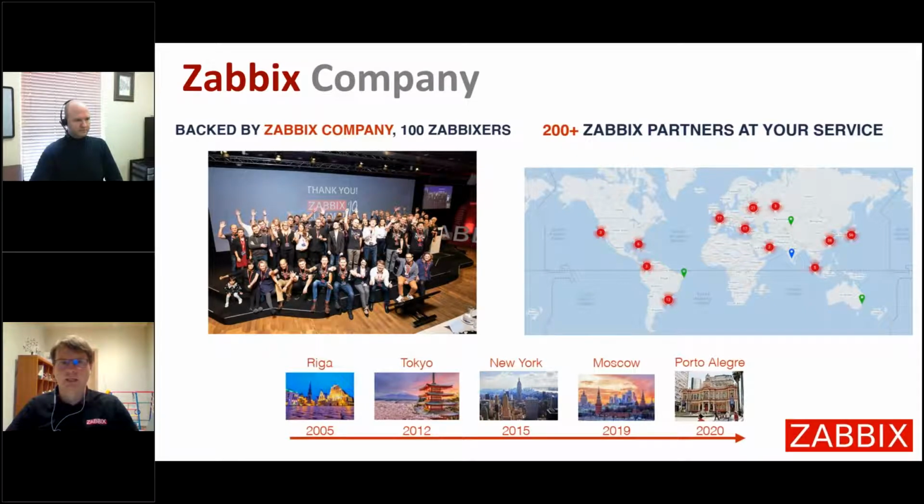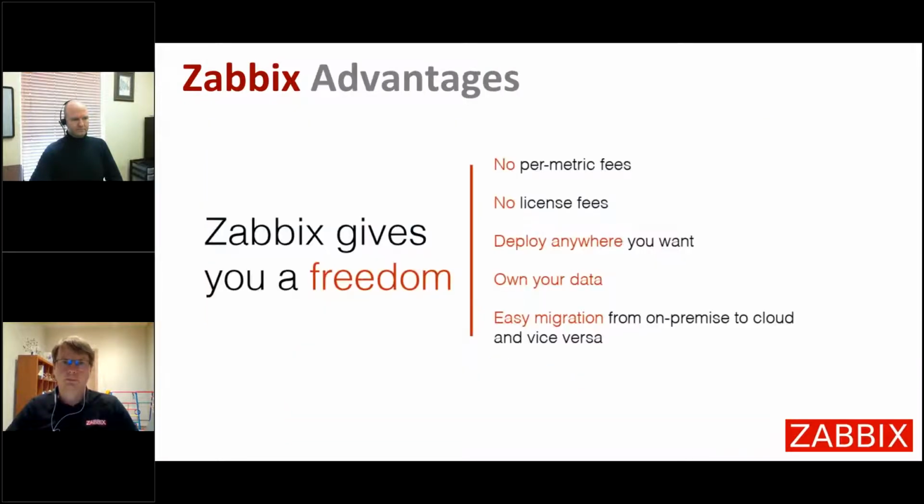Just talking about the Zabbix company, right now our company, I think, is 16 years old. The project actually is more than 20 years old. The company is above 100 people located in several offices. The main one is located in Europe, while we have branches in Japan, in the United States, in Russia, and now in Brazil. We are working actively with our customers through more than 200 partners located on all the continents and across many, many countries. Next slide.